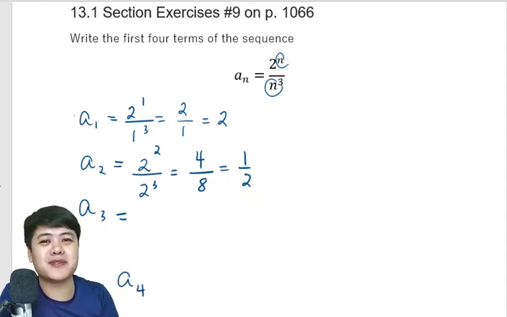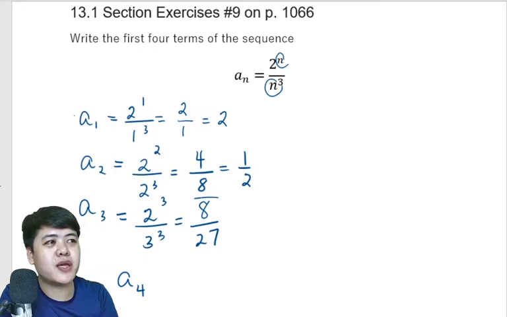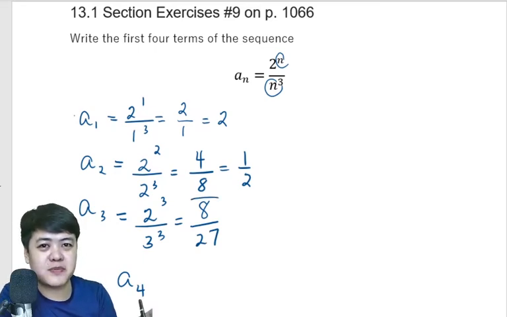A sub 3. So we need to get the third term, and we can do that by substituting 3 to n. So you get 2 raised to 3 over 3 raised to 3. So 2 raised to 3, that's 8. And 3 raised to 3, that's 27. So 8 over 27. Wala nang lowest term.